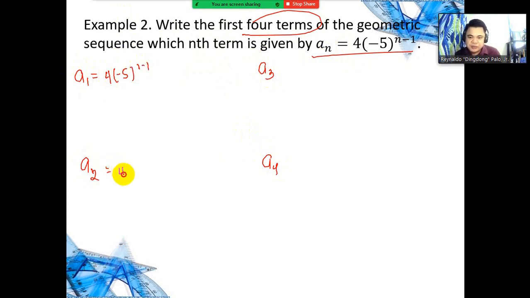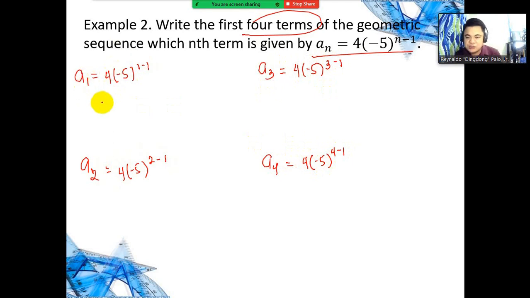For a sub 2, it's 4 times negative 5 raised to the power of 2 minus 1. We will be changing n to 2. Then a sub 3 is equal to 4 times negative 5 raised to the power of 3 minus 1. And then a sub 4 is 4 times negative 5 raised to the power of 4 minus 1. You can already simplify this using your calculators to get the final answer. There's no problem with that.